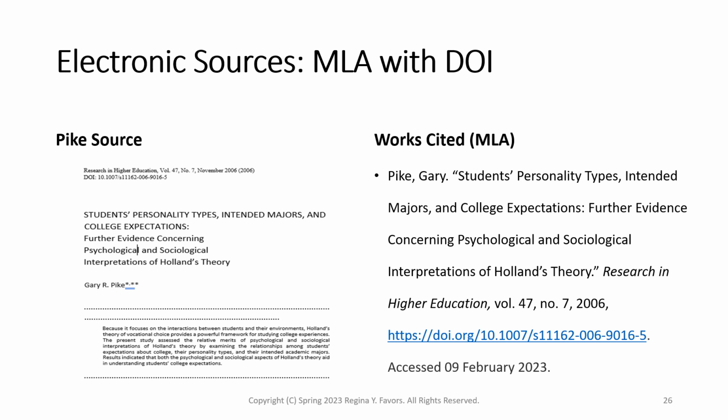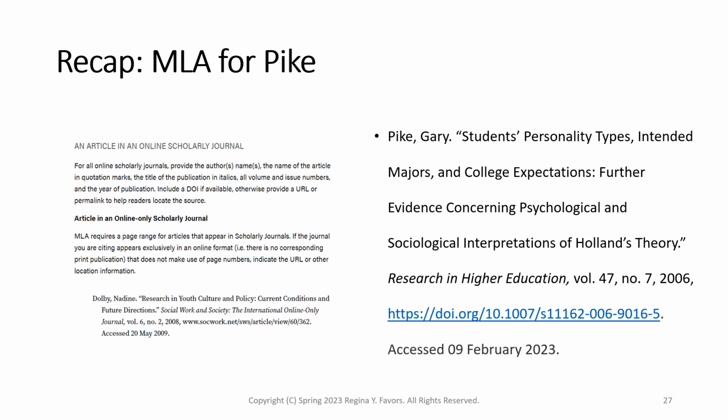And then all major words are capitalized. And then you see Research in Higher Education still italicized, but you're abbreviating volume 6, VOL period 6, comma NO period 7. Then there's the year of publication, 2006. And then there is the DOI and the access date. So I did this presentation recently, so that's accessed 09 February 2023, period. So here's a recap based upon the guidelines for how you would format that works cited.